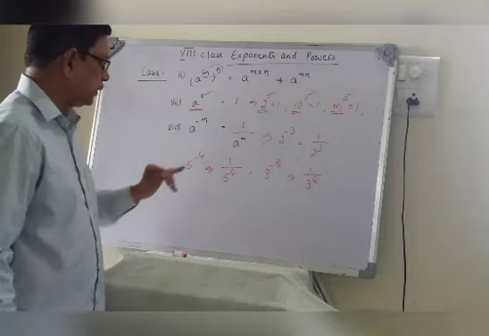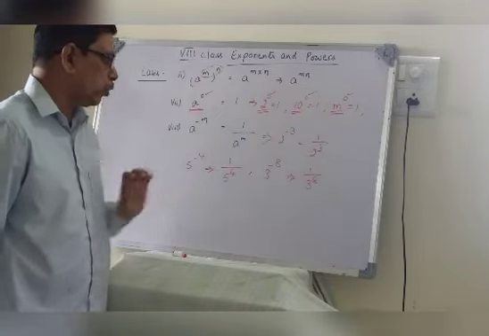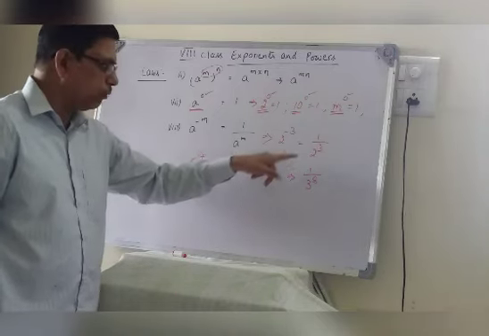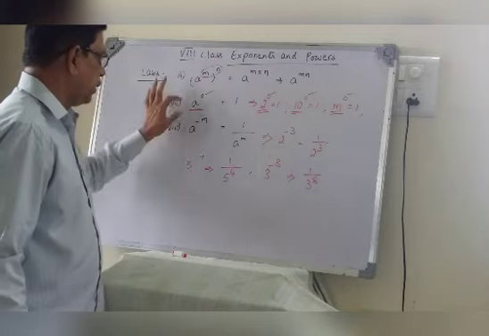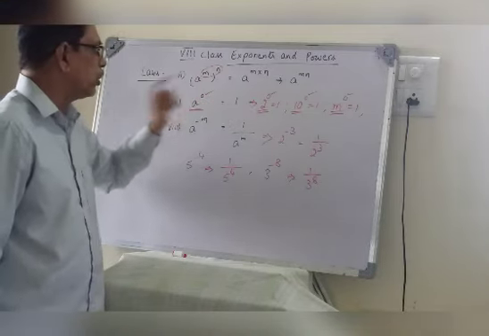I have given so many examples here. 2 to the power of minus 3 is equal to 1 by 2 to the power of 3. 3 to the power of minus 8 is equal to what? 1 by 3 to the power of 8. Similarly, whatever may be the base, if the power is 0, it is equal to what? It is equal to 1.